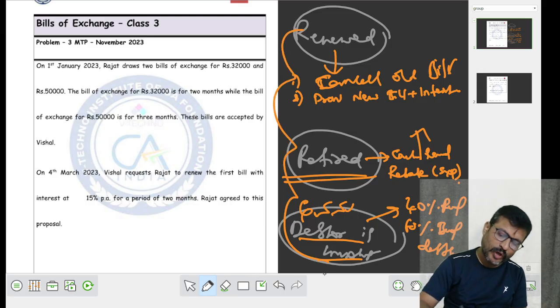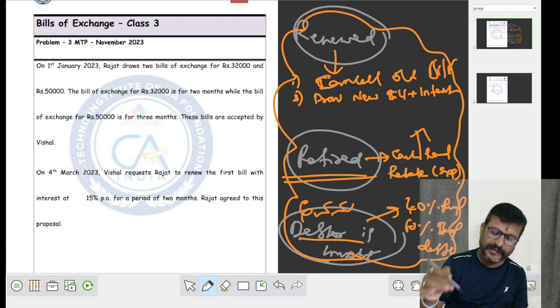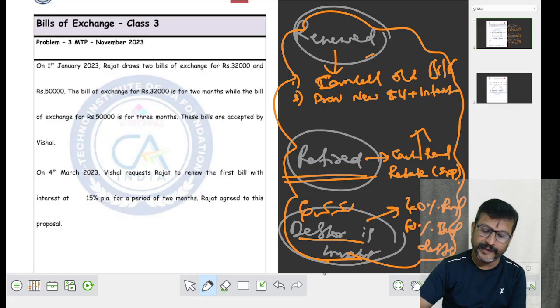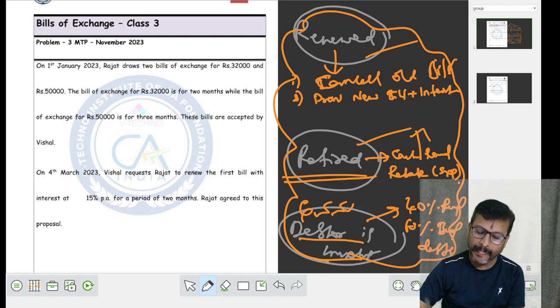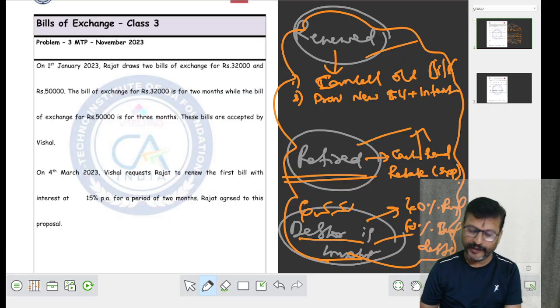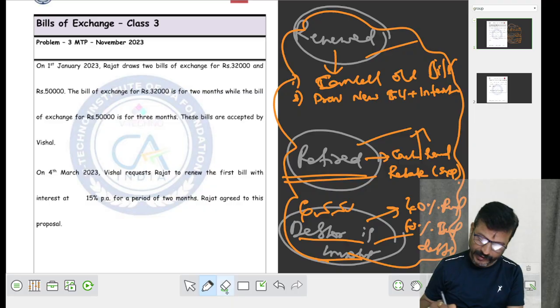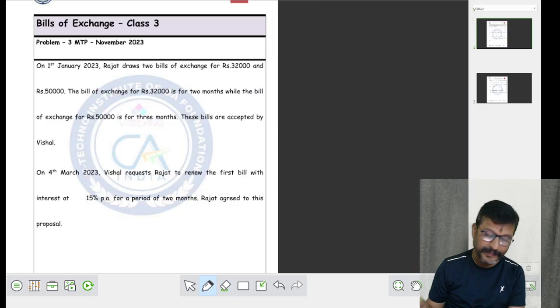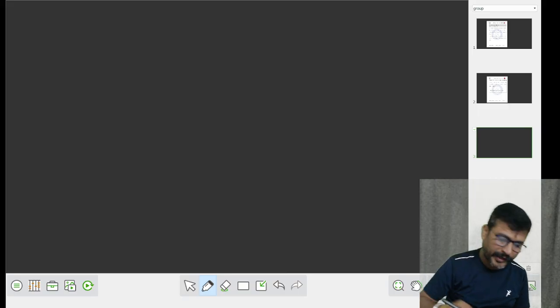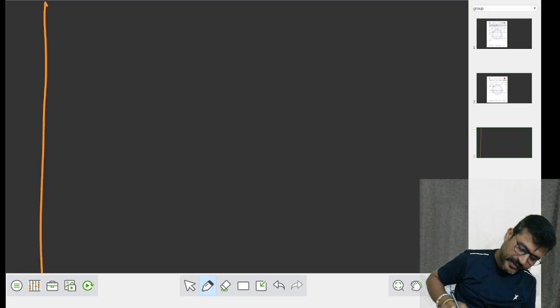Please remember all these three things in your mind, my dear students. If renewed, what to do? If retired, what happens? Sorry, when the debtor is insolvent, what happens? Please remember all these circumstances. Let me start the third problem. Before starting the problem, you should get ready with your regular formats.